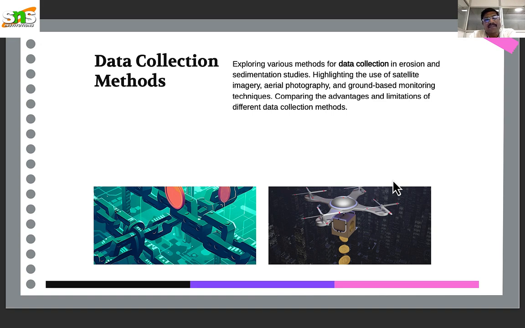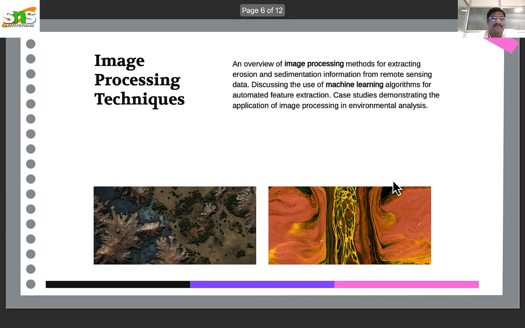Collection methods, exploring various methods of data collection in erosion and sediment studies, highlighting the use of satellite imagery, aerial photography, and ground-based monitoring techniques, comparing the advantages and limitations of different data collection methods.